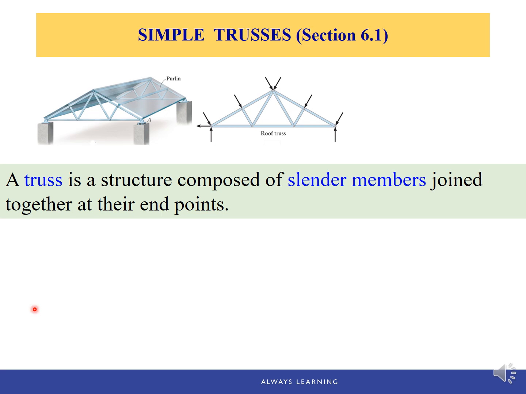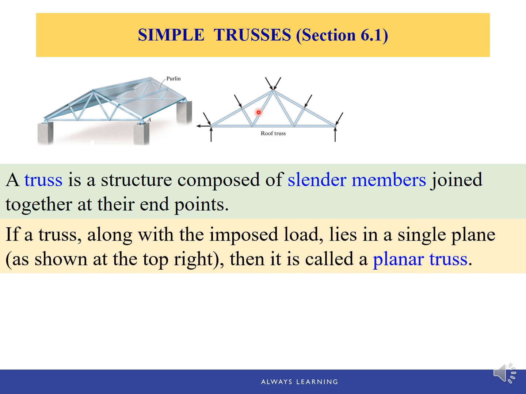First, let's give truss a definition. A truss is a structure composed of slender members joined together at their end points. So you can see those slender members and the joints. And in most of the cases, those joints are joined by pins, pin connection.